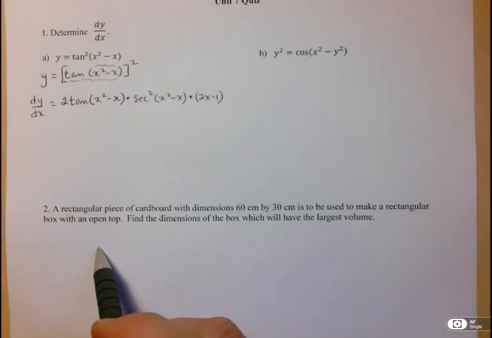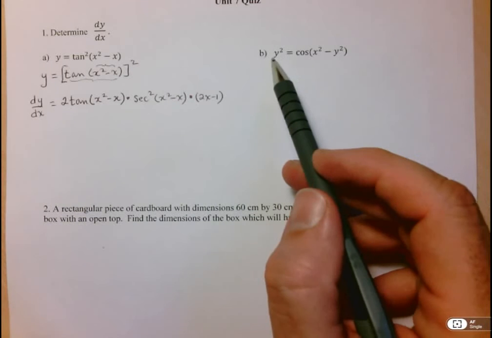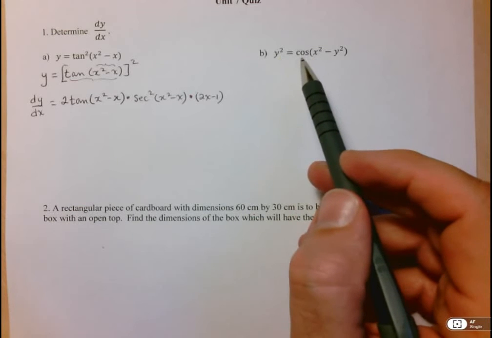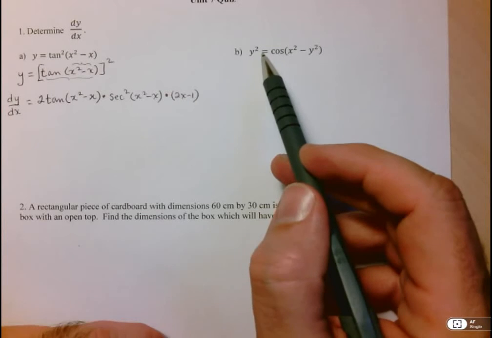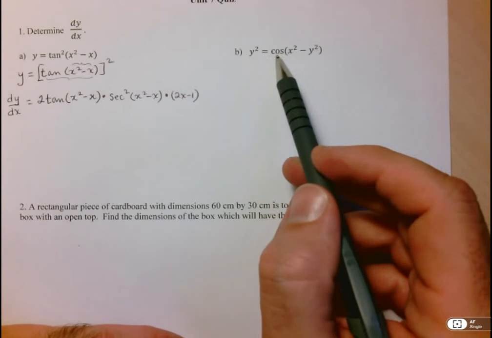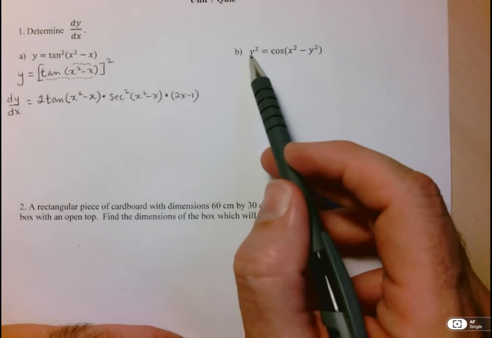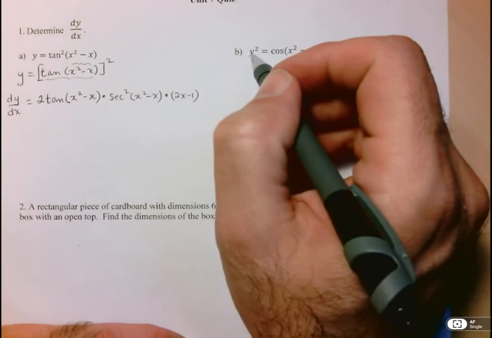Okay, let's take a look at B now. Here we can see that this is clearly a case where y is defined implicitly in terms of x. There won't be any way to solve for y explicitly, so we'll just use implicit differentiation. We'll take the derivative of each side with respect to x, starting with the left-hand side.